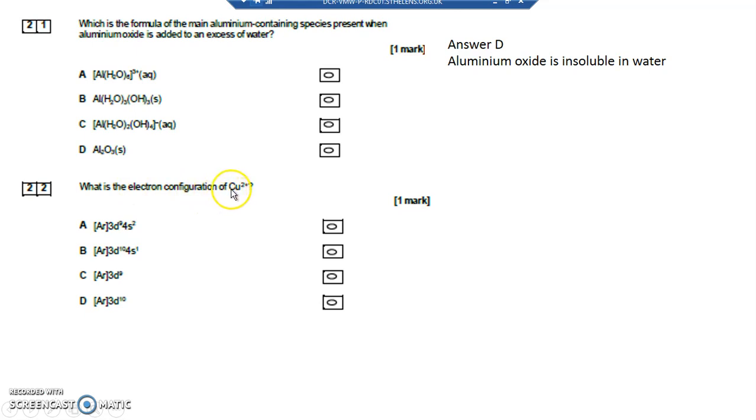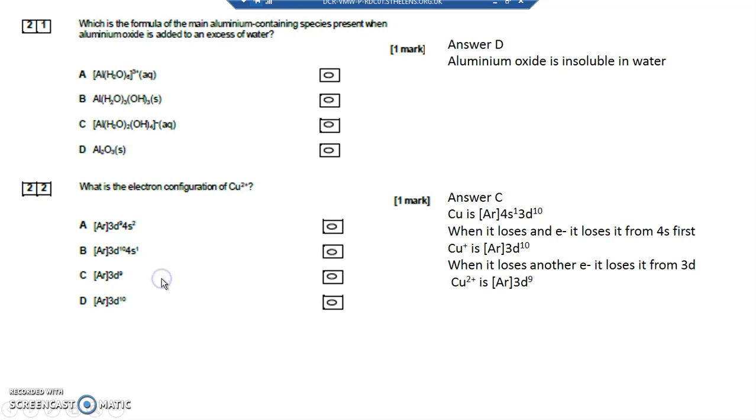What's the electron configuration of Cu2+? Well, first of all, copper loses an electron from its 4s level, and then it loses its second electron from its 3d level. So the answer is C. It's lost its 4s electron first, but it's lost two electrons, and then it's become 3d9 as it's lost one electron from its d level. The answer is C.